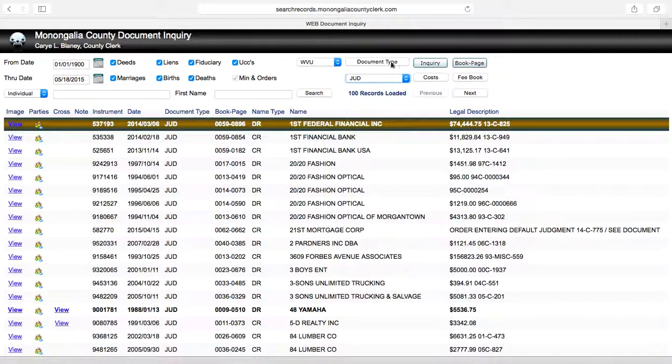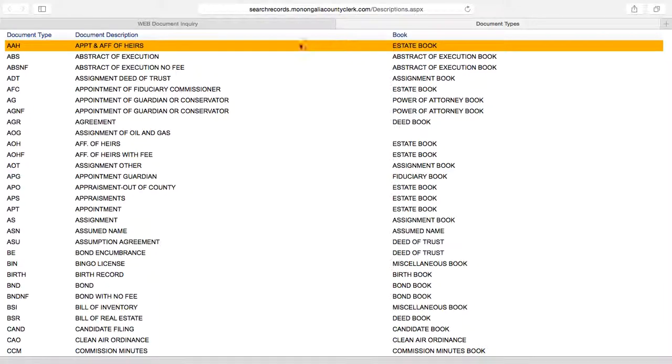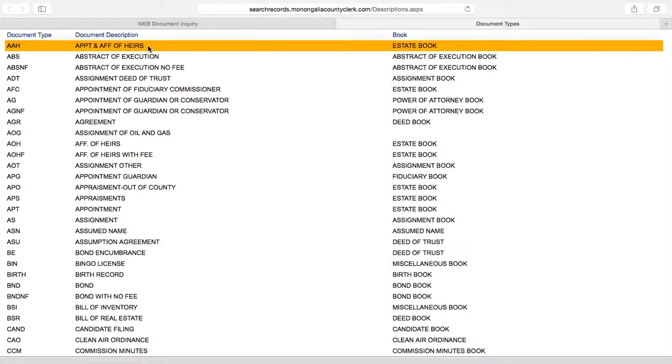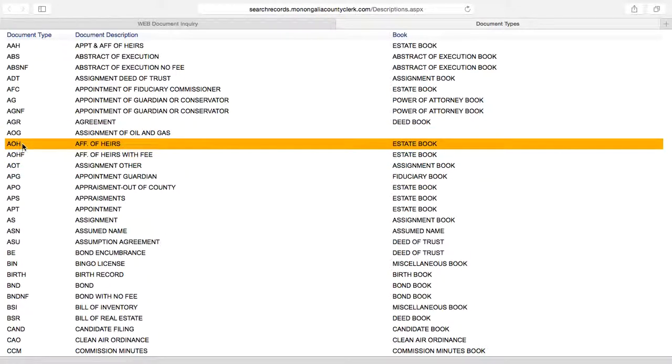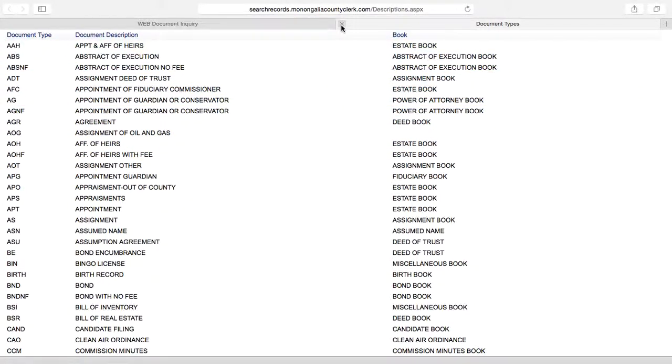And you can do the same thing with all of the different document types that you would need to search. Now, let's say you're looking for something that might affect an estate, okay? Like the appointment and affidavit of heirs. If you're asked to research heirs, then you're going to want to look for pretty much anything that can be found in the estate book. Okay, and you see how I have an estate book over here?